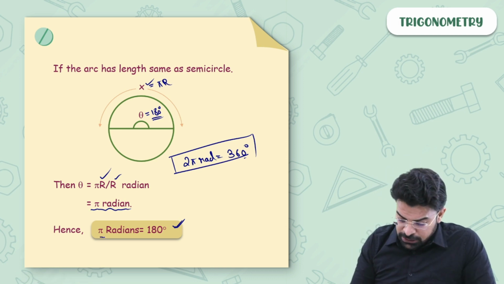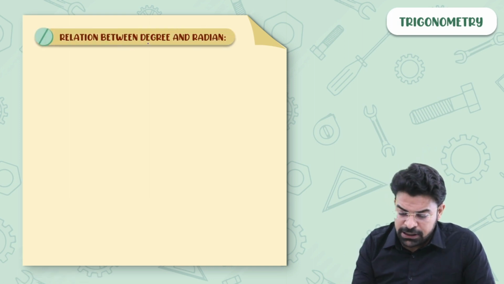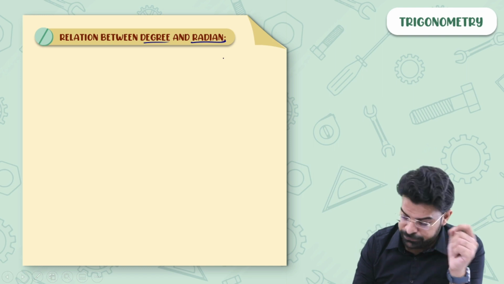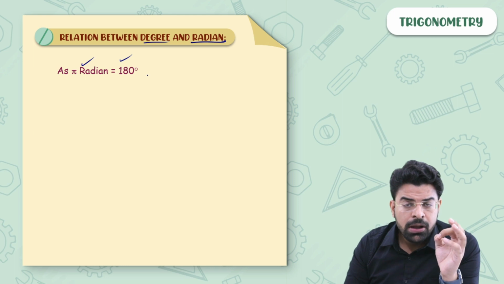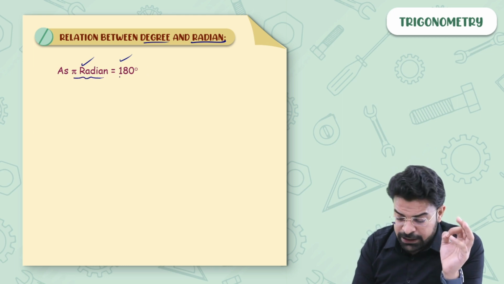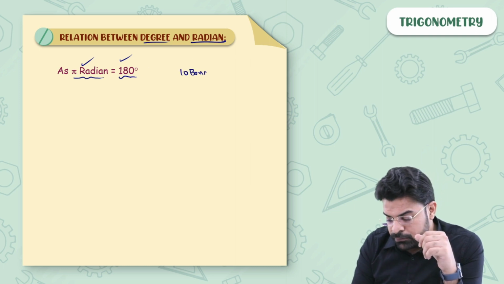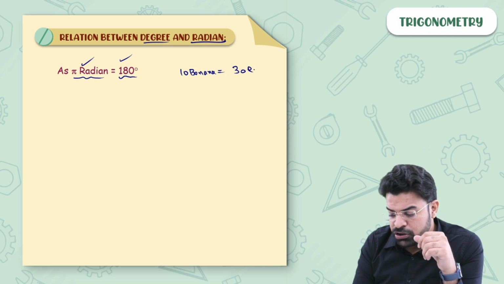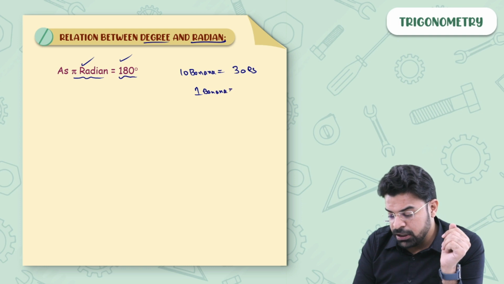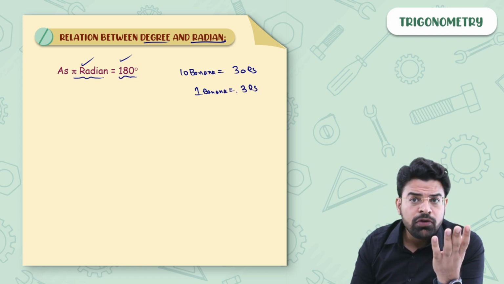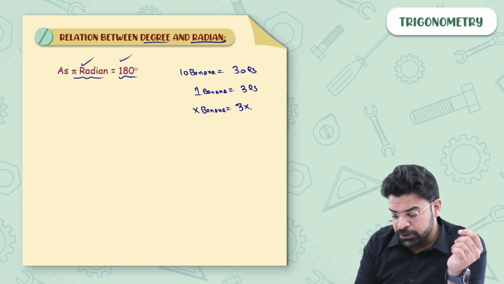Once we know the relationship between angle in radian and degree, we can make a formula out of it. We already know that pi radian equals 180 degree. If pi radian equals 180 degree, then what is 1 degree equal to? If I tell you that 10 bananas cost 30 rupees, then what is the cost of 1 banana? You will say the cost of 1 banana will be 30 by 10, that is 3 rupees. If I ask you what is the cost of x bananas, you will say the cost of x bananas has to be 3x rupees, right?